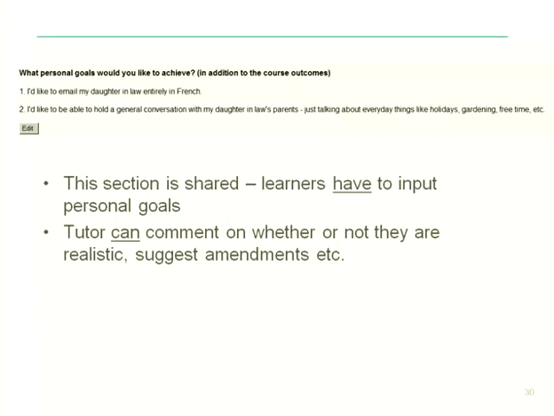Now, this particular learner has a friend's daughter-in-law. So her personal outcomes are all around being able to speak to her daughter-in-law and speak to her son's in-laws. And the tutor can add to that either by perhaps suggesting another personal goal or by commenting on whether or not those personal goals are realistic. Now, for this level, those are realistic personal goals, but if this was a year one course, I'd be thinking, no way are you going to be able to have a proper conversation with your in-laws.